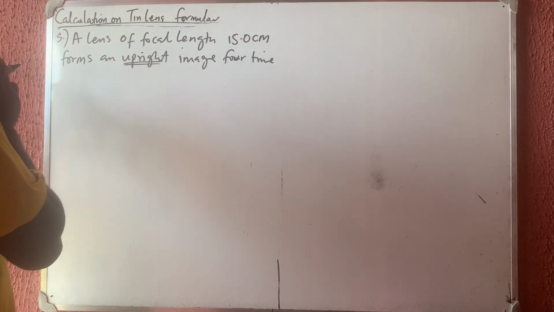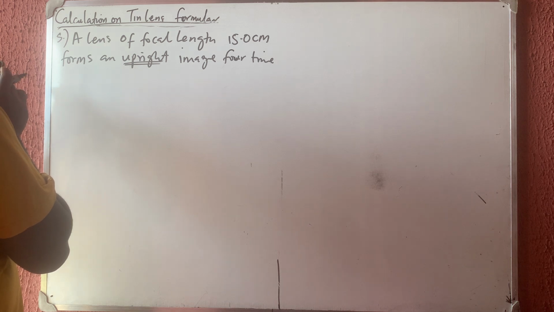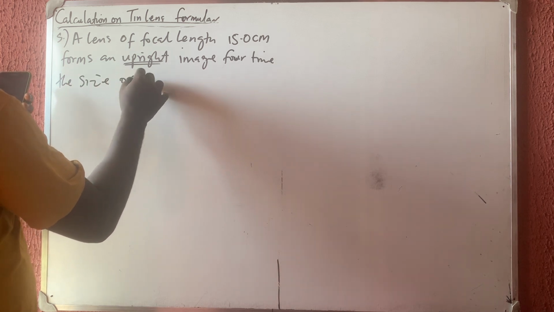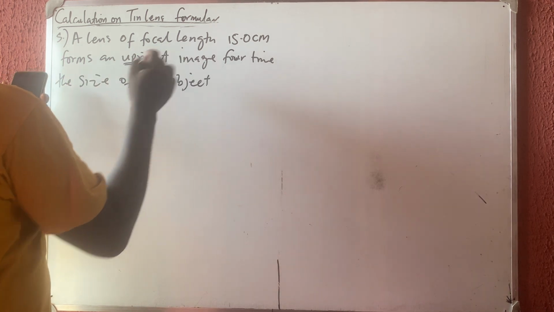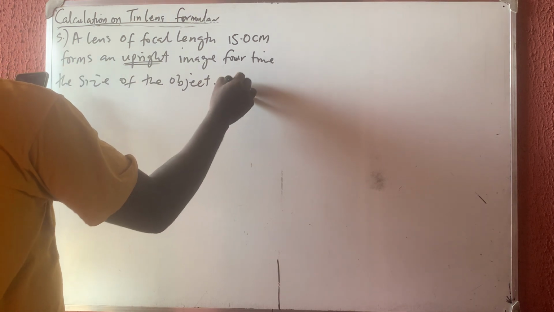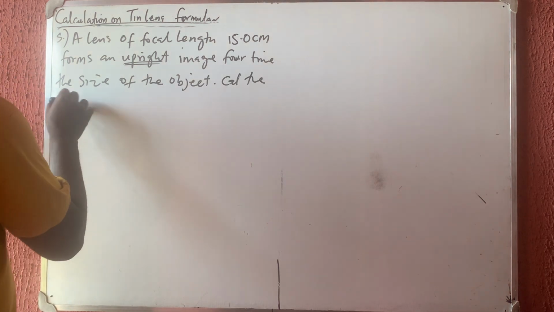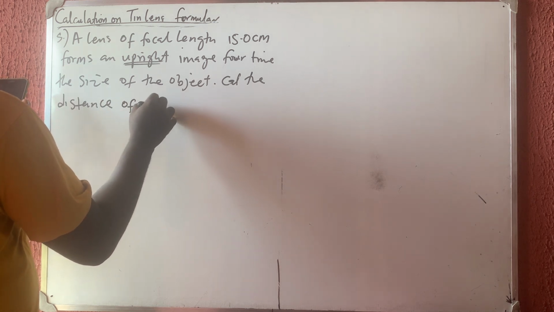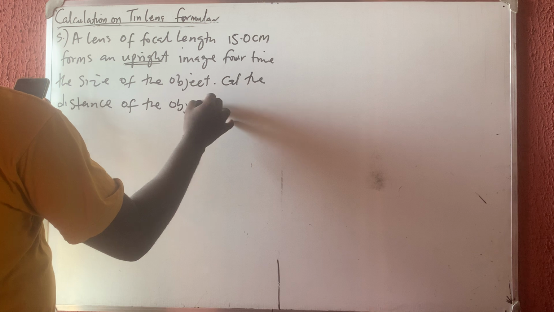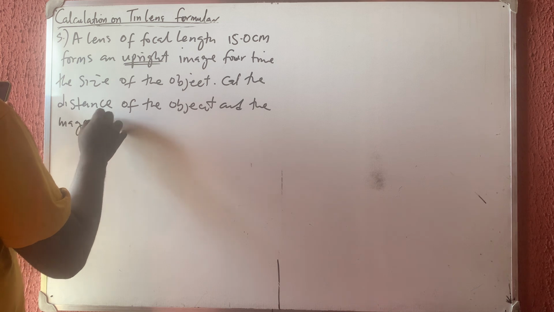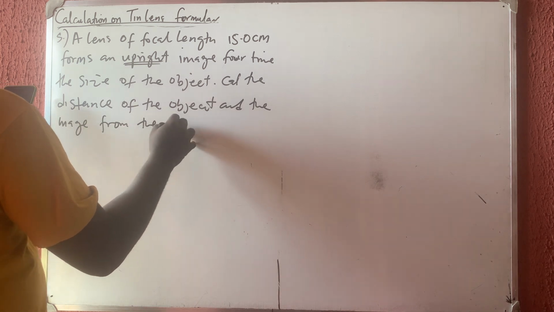They say that a lens of focal length 15 cm forms an upright image four times the size of the object. So the magnification is simply four times the size of the object. Full stop. Then I say we should calculate the distance of the object and the image from the lens.